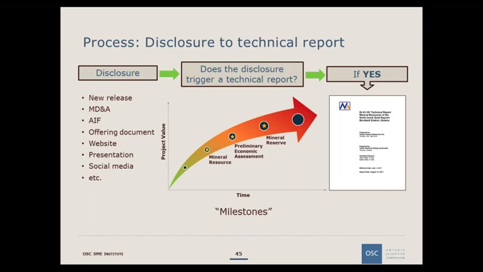So if these documents listed on the left include disclosure that can trigger a technical report, then indeed you are going to have to file a technical report, and that must be publicly filed within the prescribed time frames. So 45 days for routine disclosure, or with the filing if it's something like an offering document or an AIF.